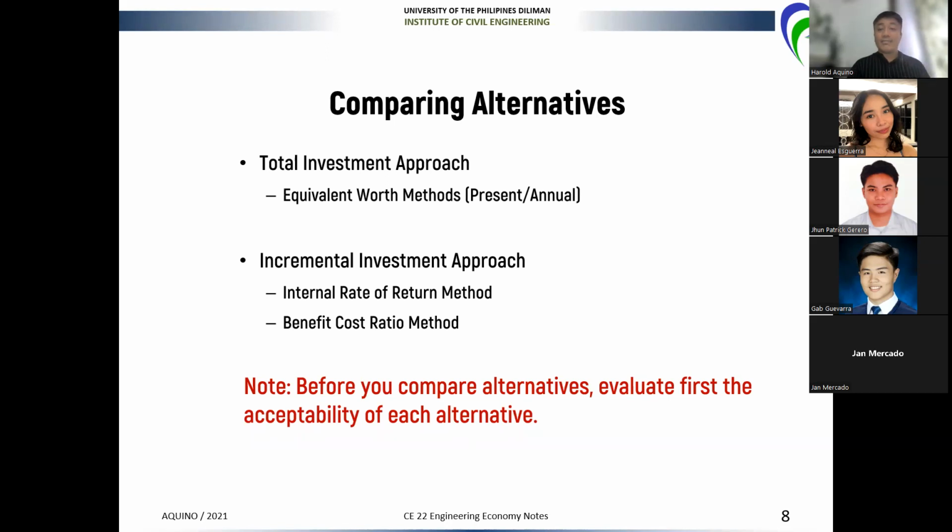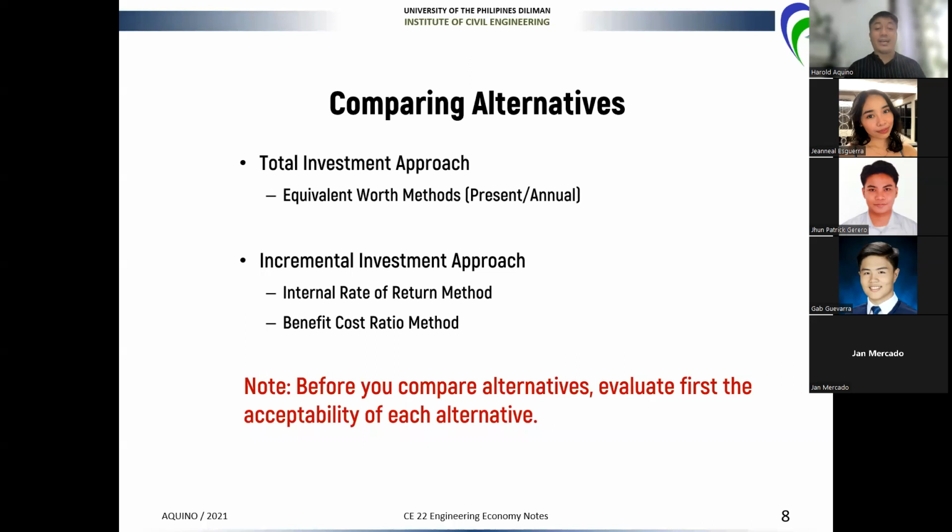All right. Next naman, and this is the meat of our lesson for today. How do we actually compare alternatives? Sabi natin kanina, we learned how to compare alternatives using equivalent worth methods and using rate of return methods. When comparing using equivalent worth methods, we call that the total investment approach. If we want to compare using rate of return methods such as the IRR method or the benefit cost ratio method, we use what we call the incremental investment approach.